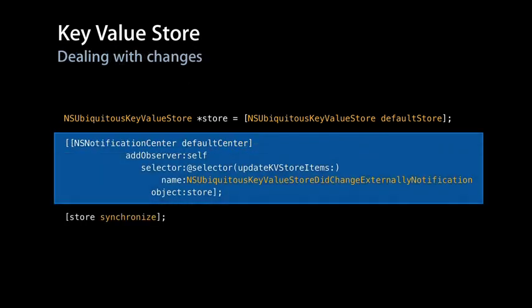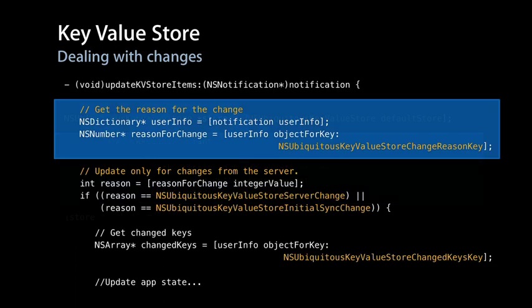Now, I mentioned before that when your application launches, you want to make sure that you subscribe to the NSUbiquitousKeyValueStoreDidChangeExternally notification. So what should you actually do when this notification fires? Let's take a look at the update KV store items method. Now the first thing you want to do is take a look at the notification object that's passed into this method and get its user info dictionary.